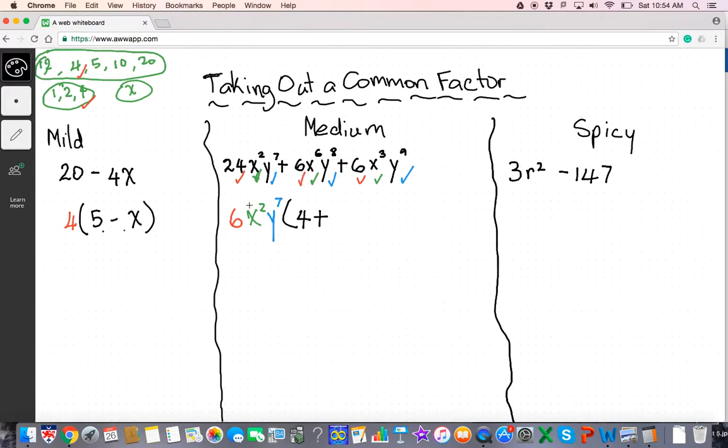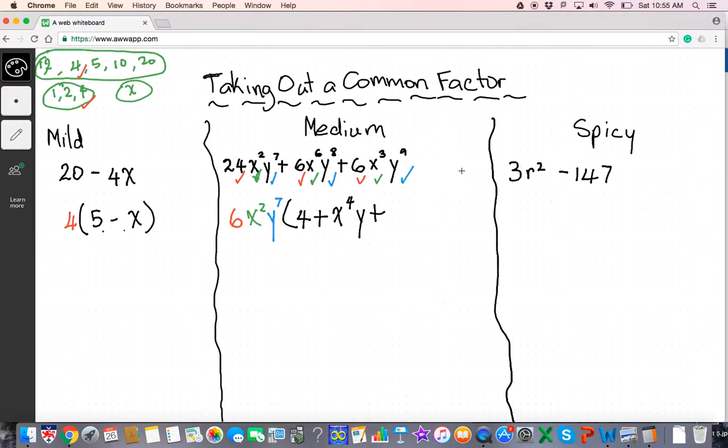6 divided by 6 gives you 1. They cancel out, so you don't have to write that. X to the 6 divided by x squared. So remember, when you divide things with exponents, you subtract our exponents. So x to the 6 divided by x squared gives you x to the 4th. Again, we subtracted the exponents. And similarly, when we have y to the 8th divided by y to the 7th, we get y to the 1. We don't have to write that exponent there. It's just y. And now we can move on to our third term.